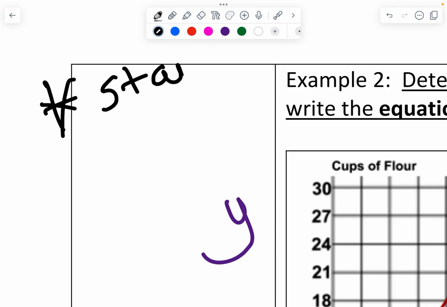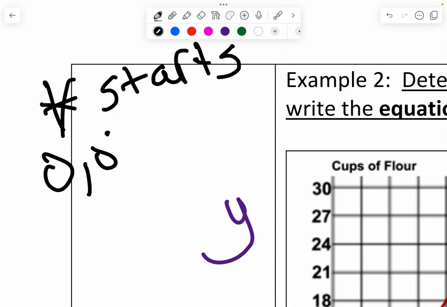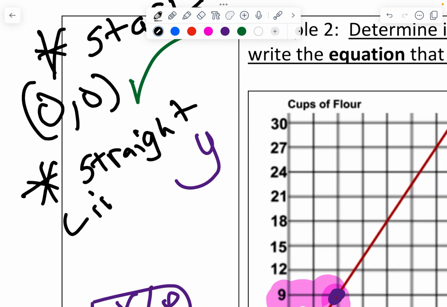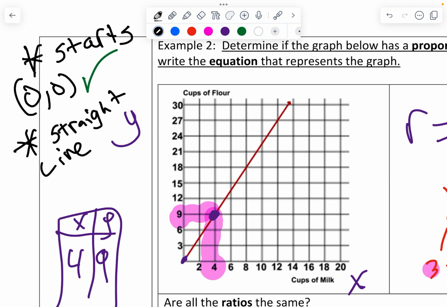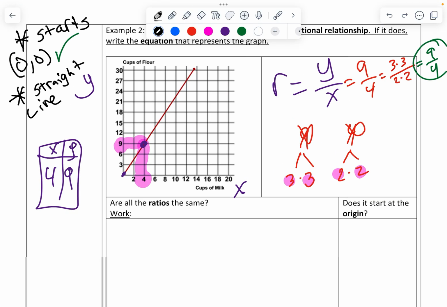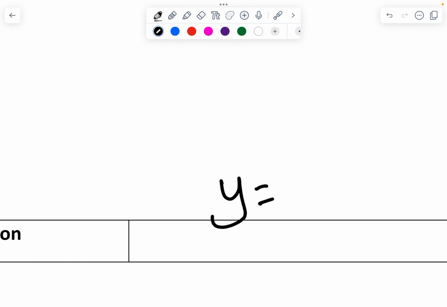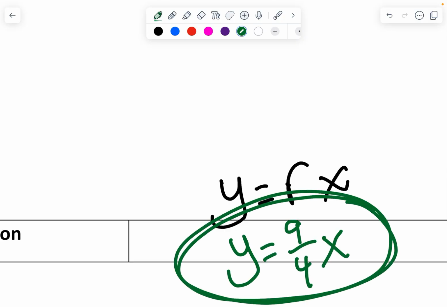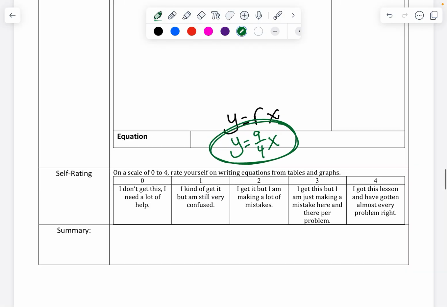And again, it says determine if this is a proportional relationship, but we talked about it before. If it starts at 0, 0, which it does, that's one of my rules. But my other rule is it must be a straight line. Is this a straight line? Yeah, it is. So then from here, we take that 9 over 4 and we just plug it into our equation. You guys know, hey, as long as I start at 0, 0, and as long as it's a straight line, I can create any equation that I want.